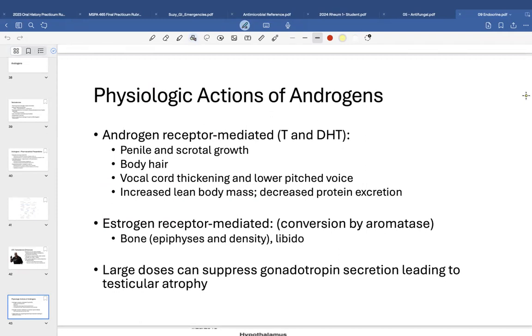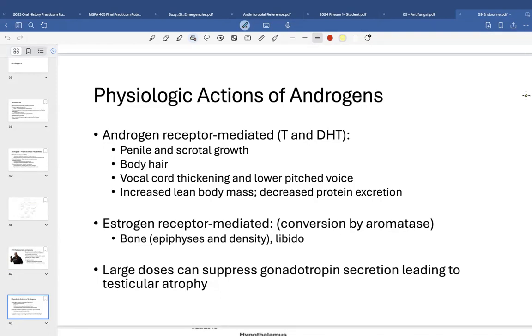Decreasing protein excretion, holding on to those amino acids so that they are integrated into more body proteins and muscles. There are some estrogen receptor mediated effects as well. Some of the testosterone is converted via aromatase to estrogen, which is important in bone growth. That relationship between estrogen and bone will come into play when we talk about osteoporosis later this semester.